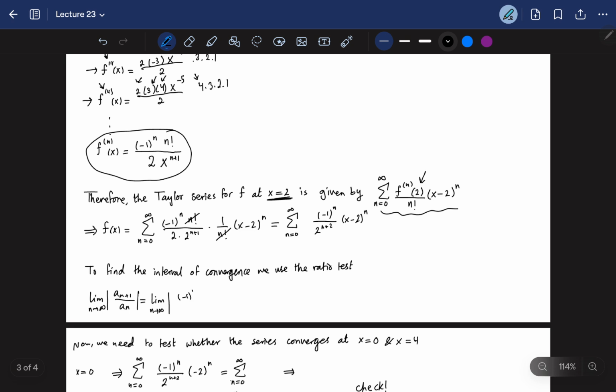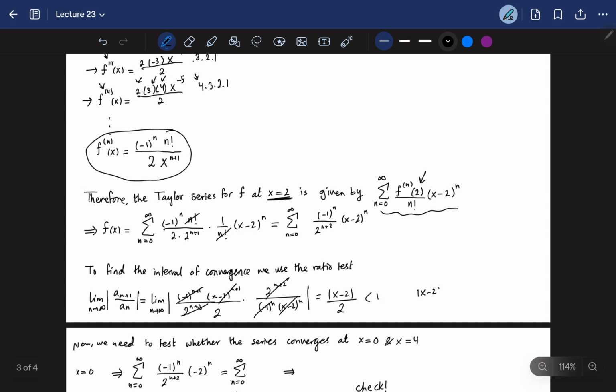So a_(n+1) over a_n. So that would be these, and we can simplify them easily. I'm going to have the absolute value of x minus 2, and then the negative goes away because I have an absolute value. And then I'm going to have a 2 in the denominator. These go away, so I just have an extra 2. Since I'm using the ratio test, for this to converge, it has to be less than 1.